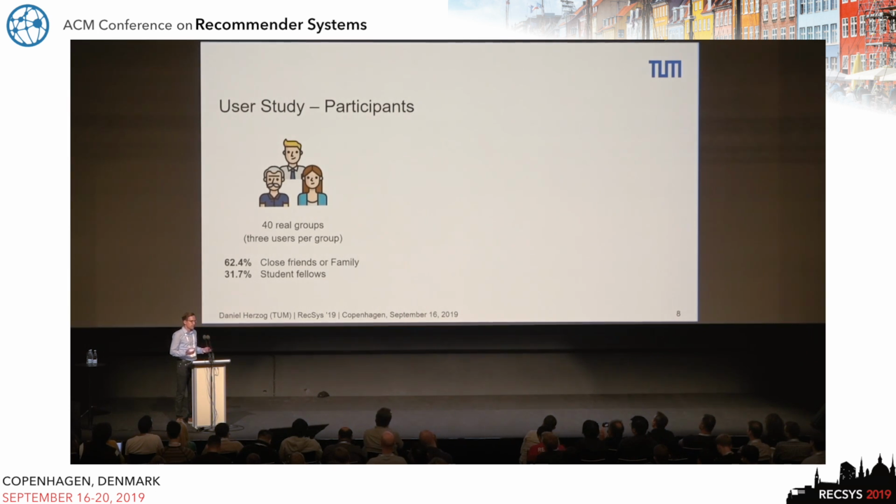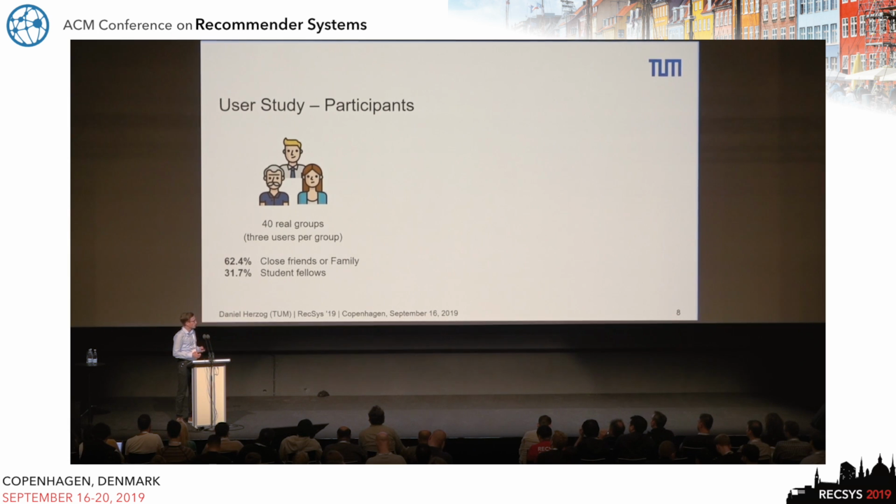We worked with real groups, so people applied as groups for our user study, and we limited the group size to 3 because we wanted to reduce the number of independent variables in our study. And most of our groups were people with very close relationships, such as families or close friends, but we also had a lot of groups with rather loose relationships, such as PhD fellows, for example.